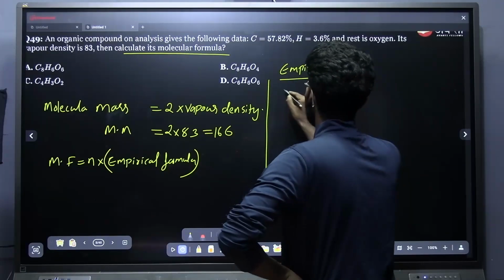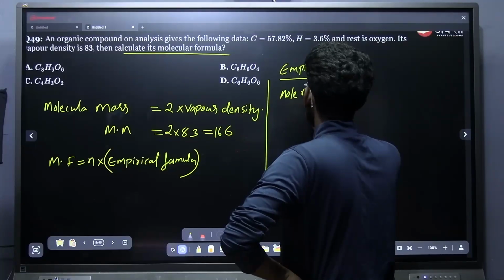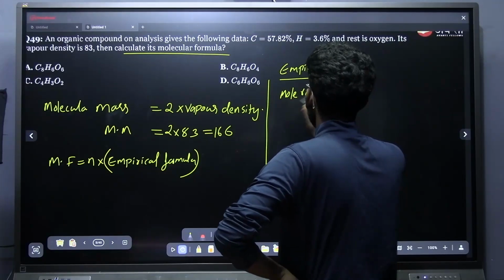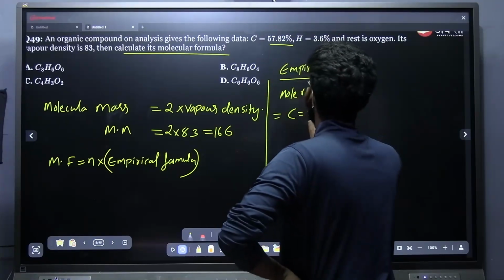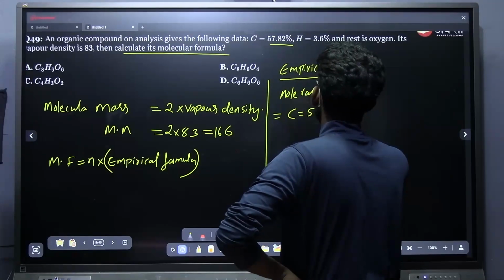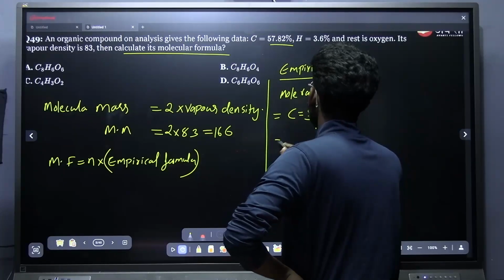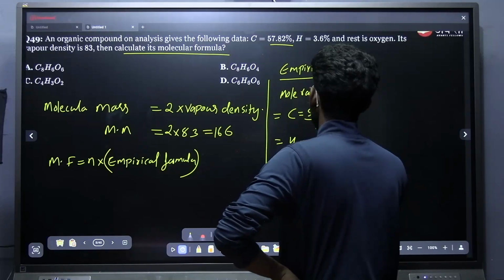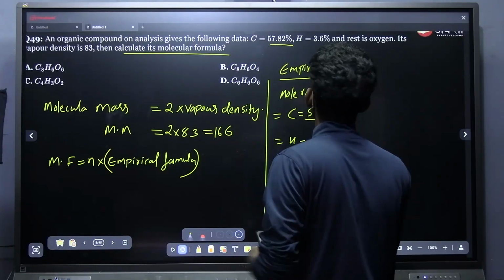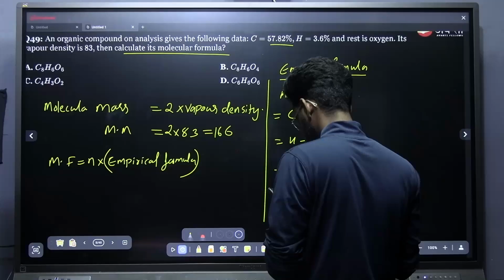First of all, we should find out the mole ratio. How can we find the mole ratio? For carbon, the percentage is 57.82 divided by 12. For hydrogen, it is 3.6 divided by 1. Then for oxygen, what is the percentage of oxygen?